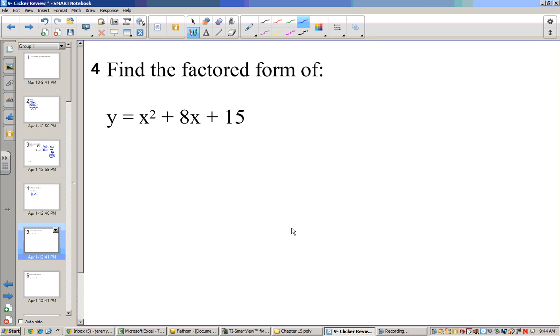Find the factored form of this. Pause the video. All right, hopefully you're done with this. So this is (x plus 5)(x plus 3).